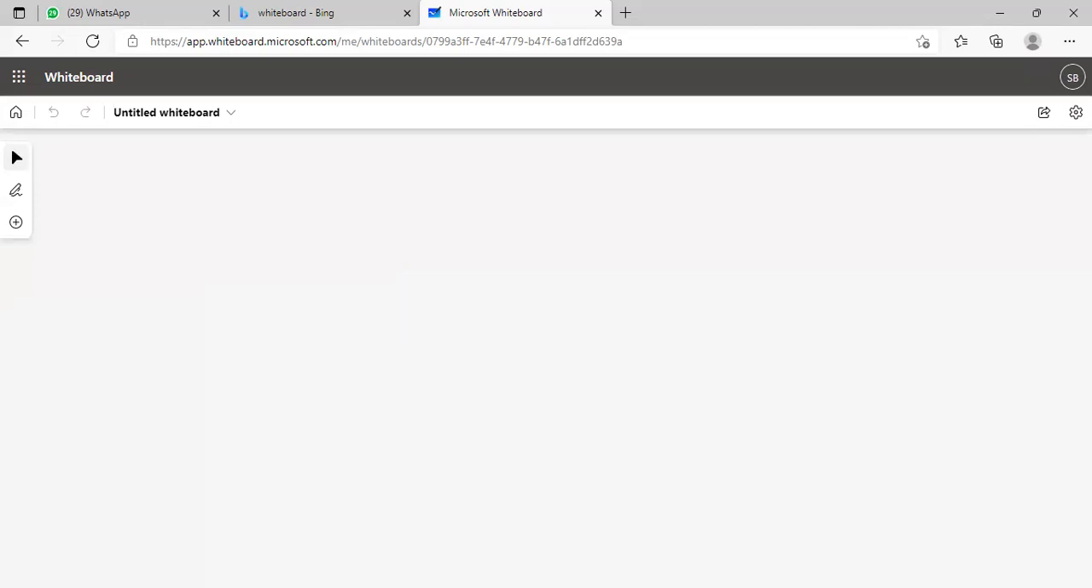Wait, I will use the whiteboard because now I'll be solving the question. Let me know once you're able to see my whiteboard, okay? Can you see my whiteboard? Yes, I can.